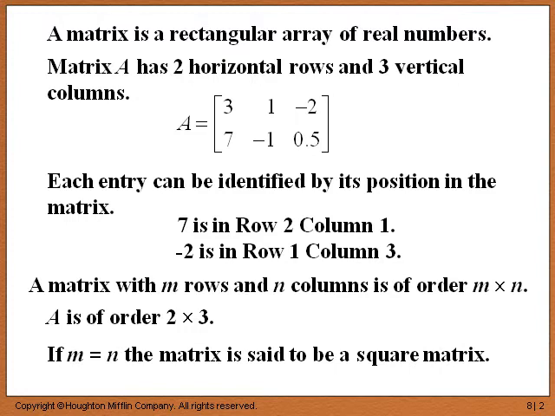If m equals n, that is, the number of rows equals the number of columns, then we are said to have a square matrix. And it's easy to remember that because if you look at a square matrix, it looks square because the number of rows equals the number of columns.